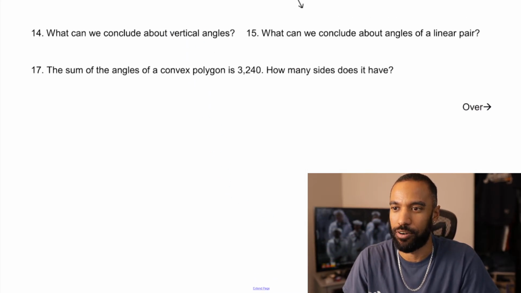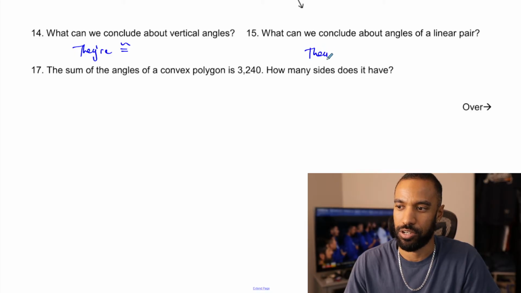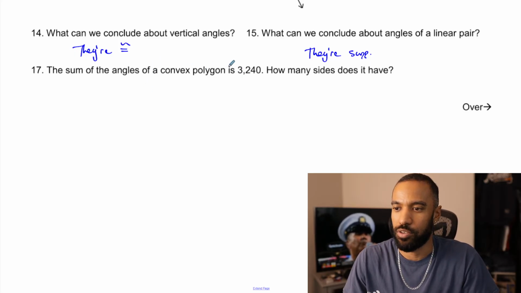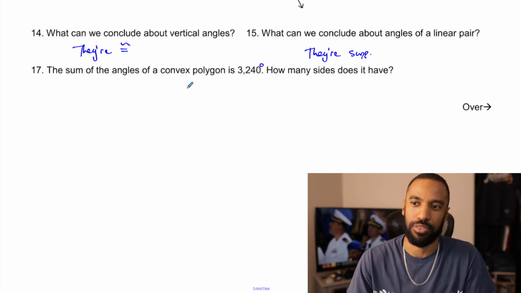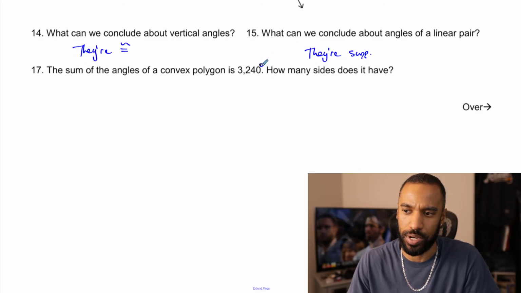What can you conclude about vertical angles? They're congruent to each other. Angles of a linear pair, they're supplementary to each other. They add to 180. All right, the sum of the angles of a convex polygon is 3,240 degrees. How many sides does it have? Now, this is probably a more difficult problem than others we'd have to do. But here's what's going on.